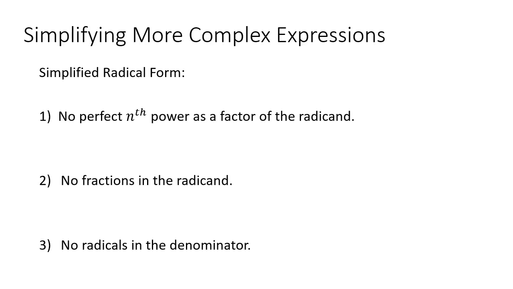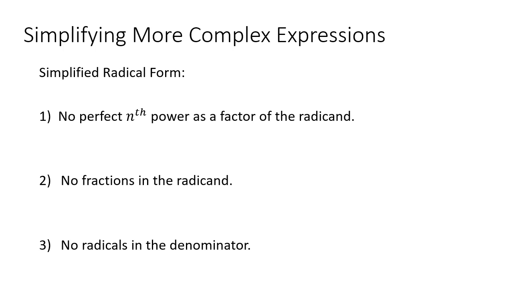So now let's talk about what happens when the roots don't work out quite so nicely. And our goal when we are simplifying expressions involving radicals is if we can't get rid of the radicals completely, we at least need to leave our answer in what is called simplified radical form. And so let's talk a little bit about simplified radical form. There are 3 conditions that your expression needs to meet in order to be considered in simplest form.